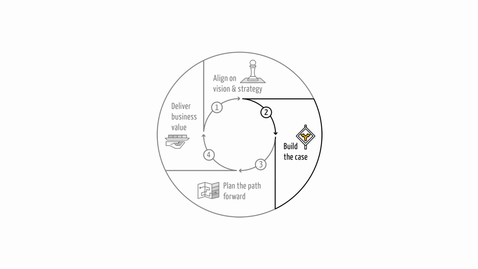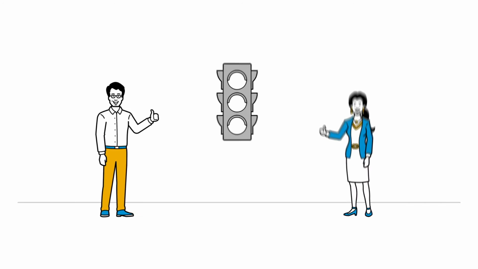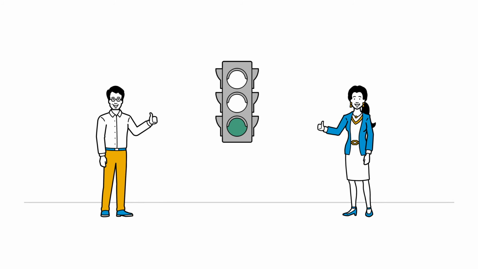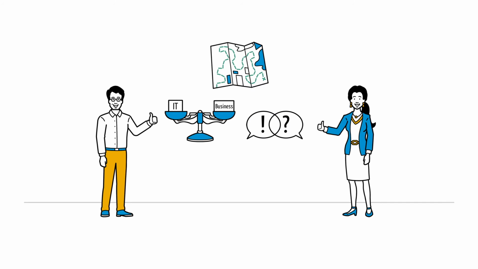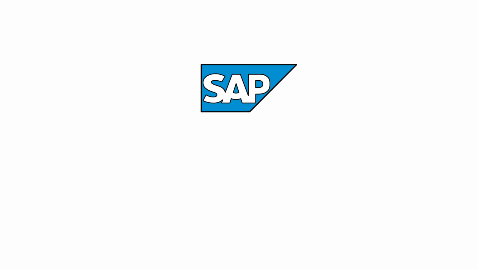Step 2, build the case. After management has green-lighted the transition, it's time to initiate the internal alignment between IT and business, set up a transformation roadmap, and answer the most important questions from an end-to-end perspective. To support this, SAP provides various planning tools and engagement models.